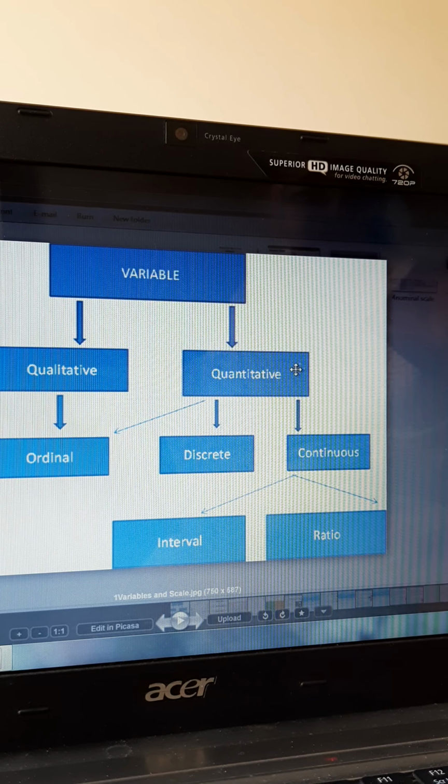Next, types of data, the types of tests. Now we are looking at what is parametric and what is non-parametric. So parametric tests are tests that have interval scale and ratio scale.